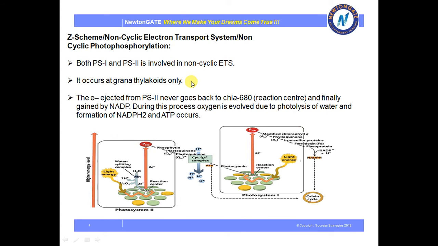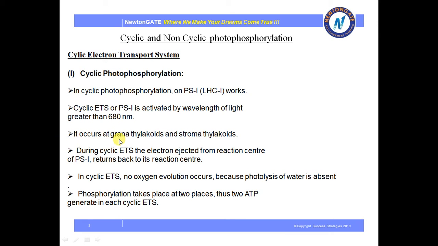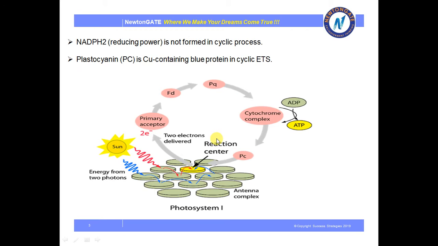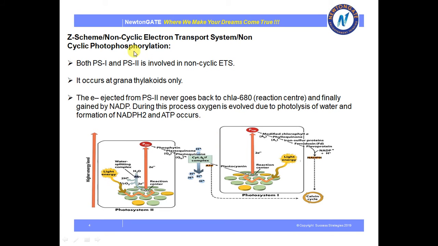But in non-cyclic photophosphorylation, both PS1 and PS2 are involved. It occurs at grana thylakoids only. Okay. In cyclic photophosphorylation, two locations are there, grana thylakoids and stroma thylakoids. But in non-cyclic, only grana thylakoids are involved. The location is only grana thylakoids.